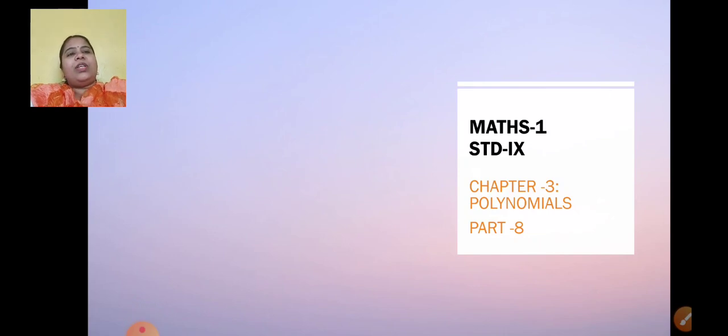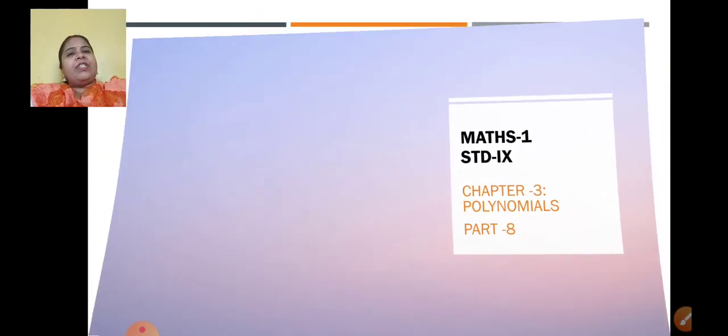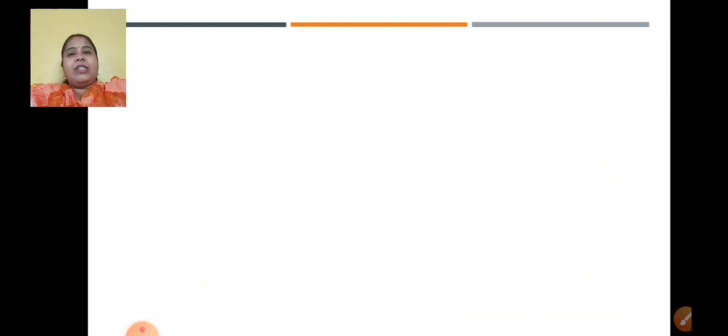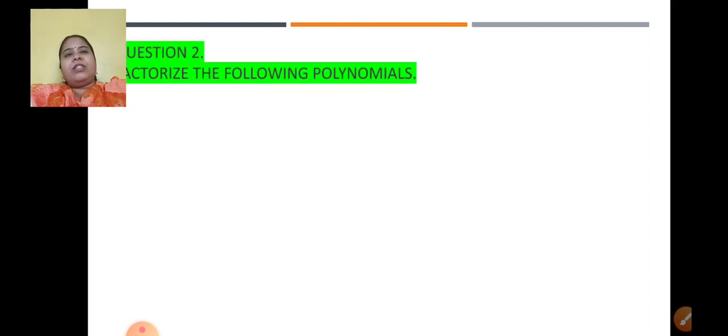Let us continue with our third chapter, that is polynomials. Today we'll be having the last part of this chapter, that is part 8. In the previous session, we have started with the last exercise and we have finished with question number 1, which was dealing with factorization of polynomials. Let us continue with the second question, that is again factorize the following polynomials.